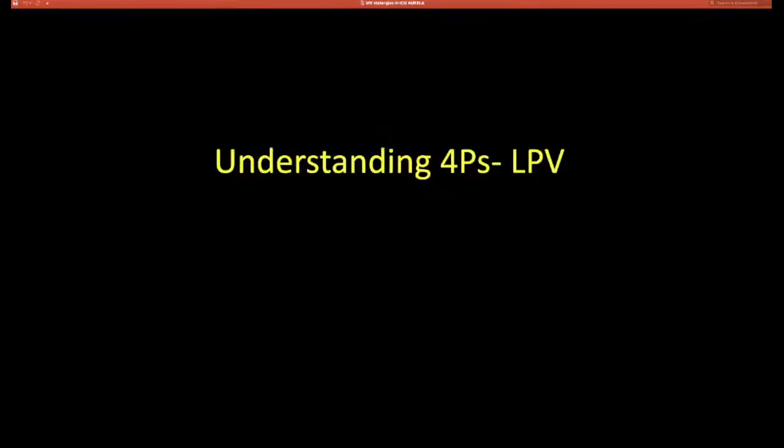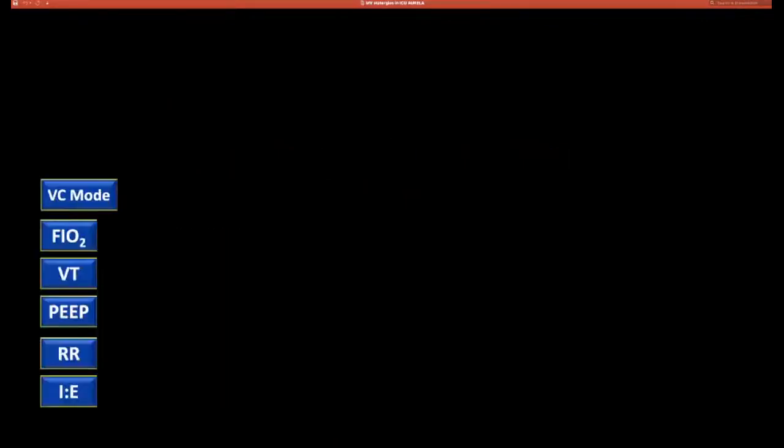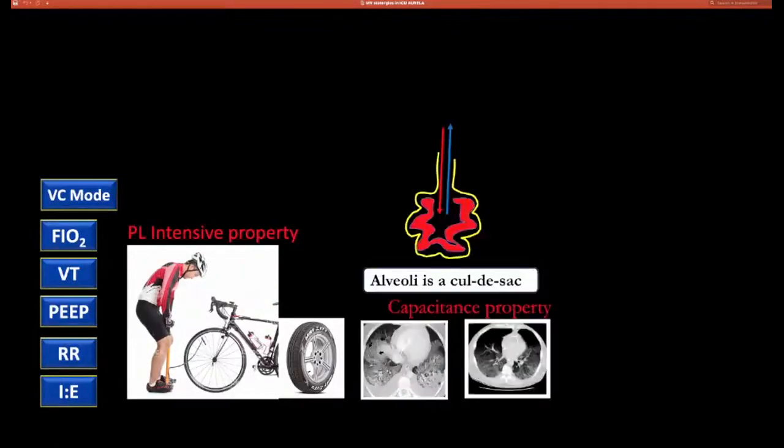So, understanding the 4 Ps and lung protective ventilation. See, once you do this setting in volume control, FiO2, tidal volume, PEEP, respiratory rate, I:E ratio, do you think the same tidal volume given to these two will produce the same pressure? Obviously not, isn't it? Look here, both the alveoli. This has only 50 million alveoli. This has about 150, 200 million.